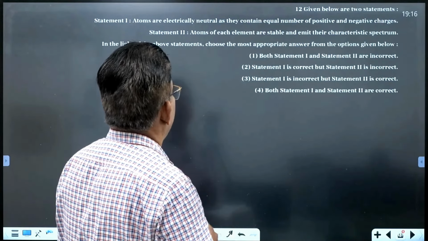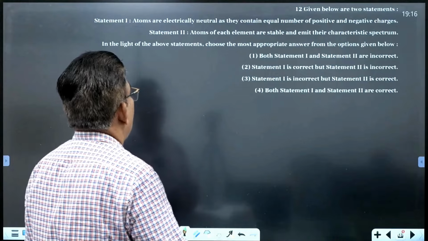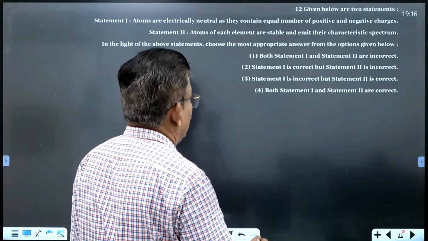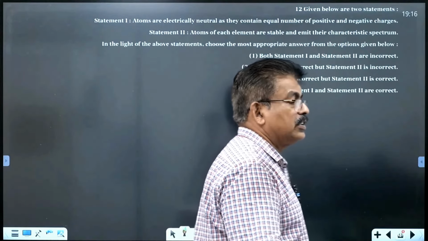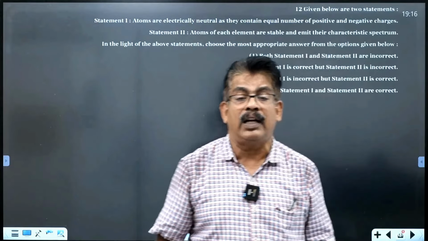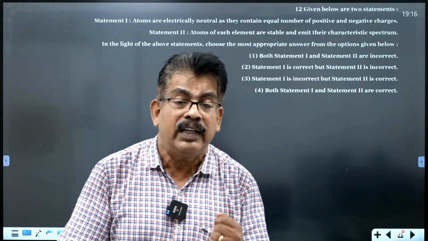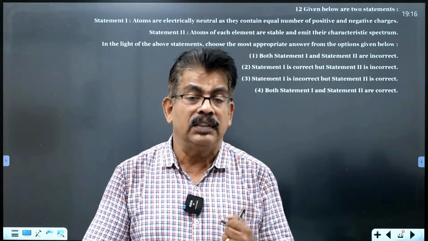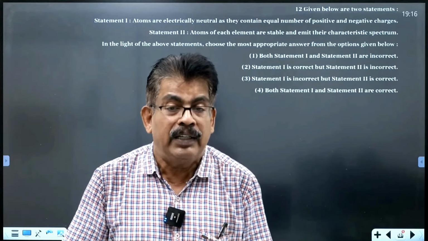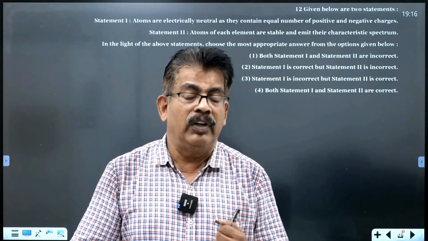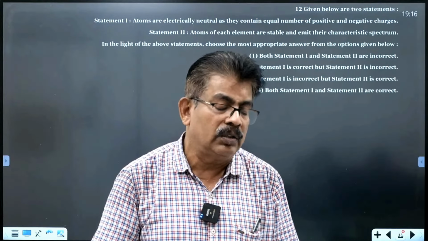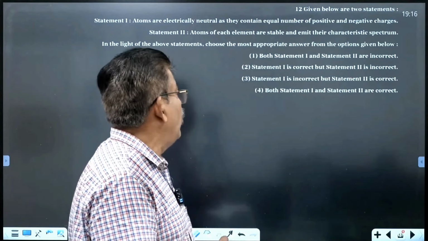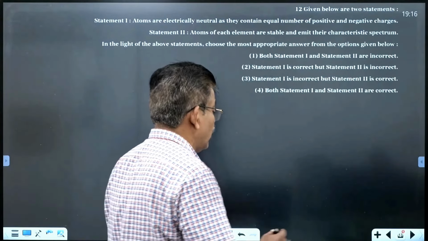That's the correct statement. And second statement, atoms of each element are stable and emit their characteristic radiations. The radiations emitted by an atom are a lock and key test for the atom, isn't it? It's a DNA fingerprint, we can say. So it will emit its characteristic radiation. So both statement 1 and 2 are correct.